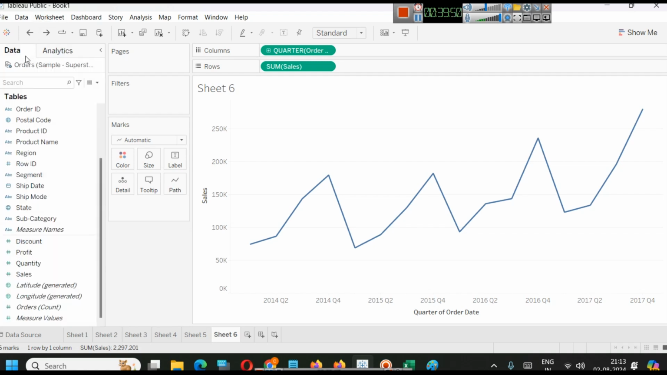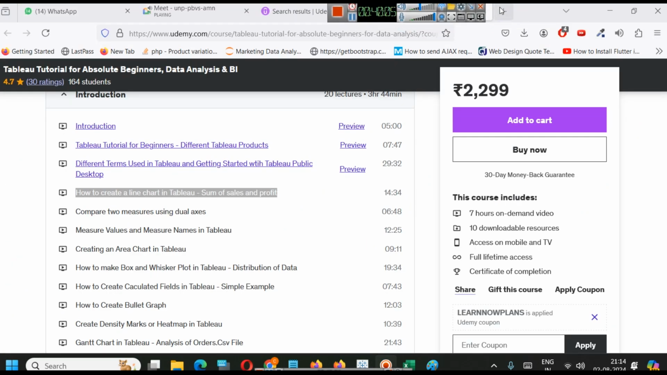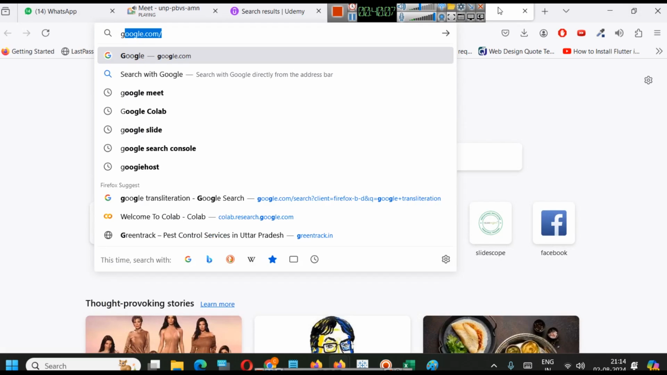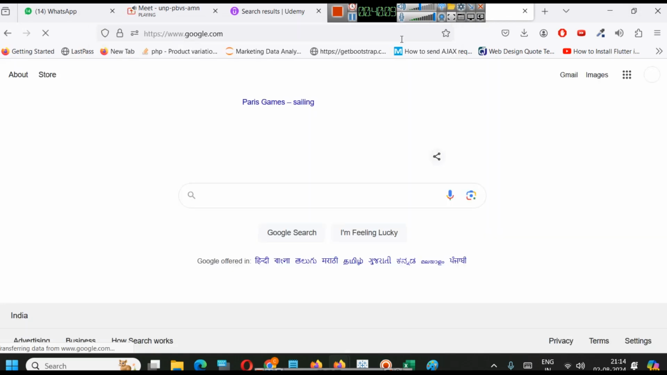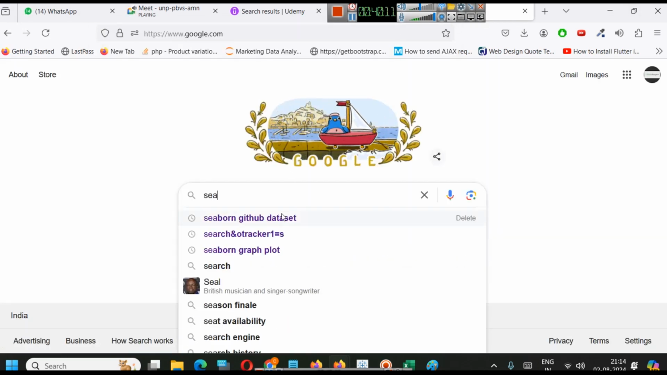But you can do exploratory analysis on many such data sets. One of them is the Northwind data set that I have given you. I was practicing with that one only. I just shared some screenshots of the data set which you gave. And there is the Seaborn GitHub data set.